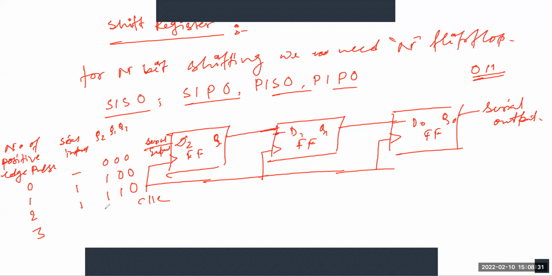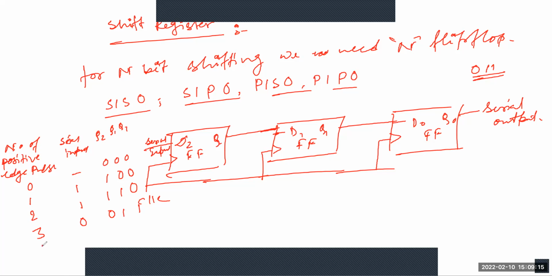Again I am giving the serial input. In the last case it was 1, here it is also 1, and it is also 0. So this 0 is shifted here again, so at this point the value of Q2 is 0. Q1 is shifted, so Q1 is 1 and the value of Q0 is 1.